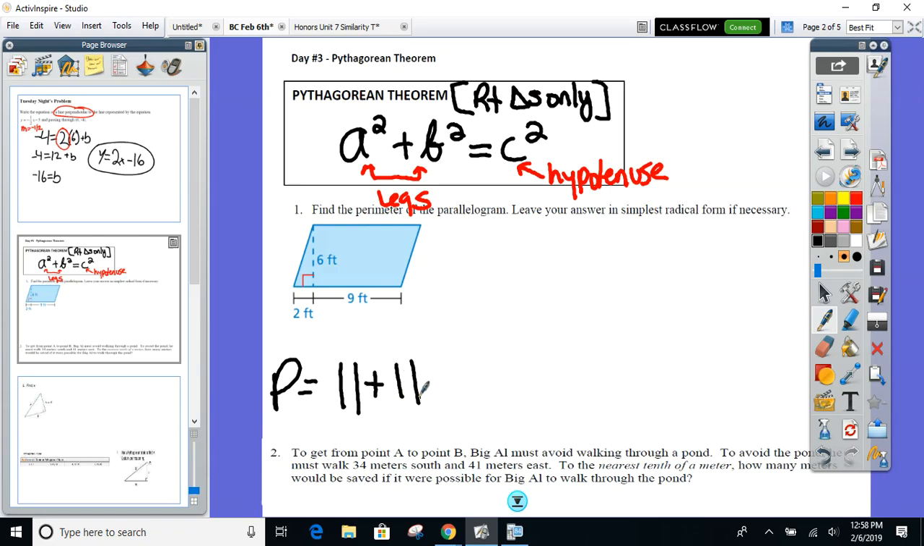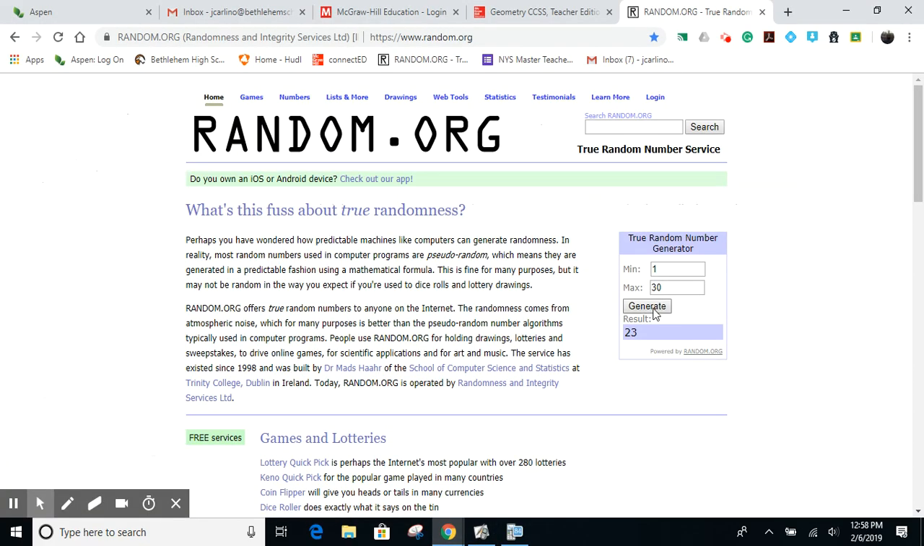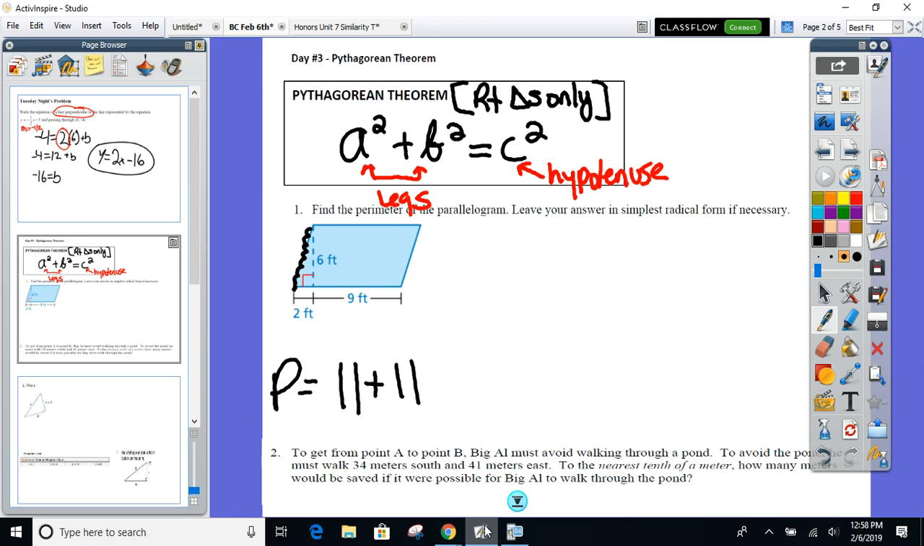We've got to work on the other two, though. Any way I can find this side now? Pythagorean theorem. I need somebody's help to set it up. 2 squared plus 6 squared equals c squared. Yep. Four plus 36 equals c squared. Oh, here we go. Simplest radical form if necessary. Oh, it's necessary. It is necessary.